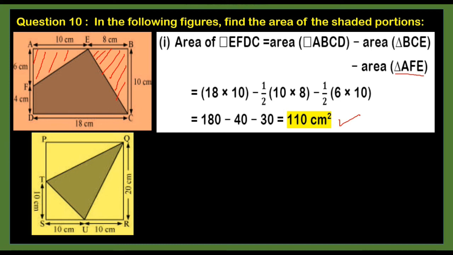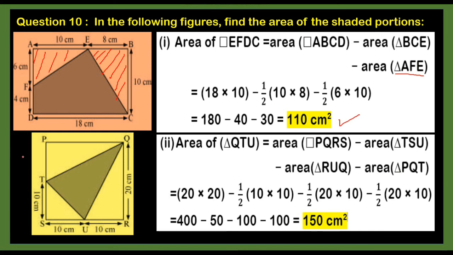Second question. Here we are having a square. Outer boundary is in the form of a square with a side 20 centimeter, and we have three triangles surrounding the shaded portion. So subtracting the area of three triangles from the square, we get the area of shaded portion. So area of PQRS, which is a square, minus area of TSQ, this area, and then area of RUQ, that is this triangle.